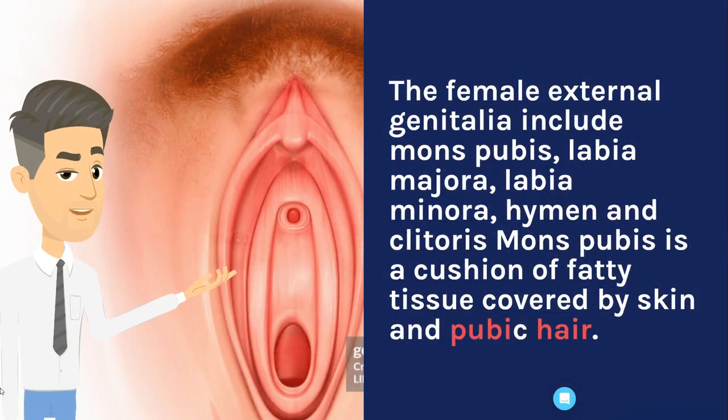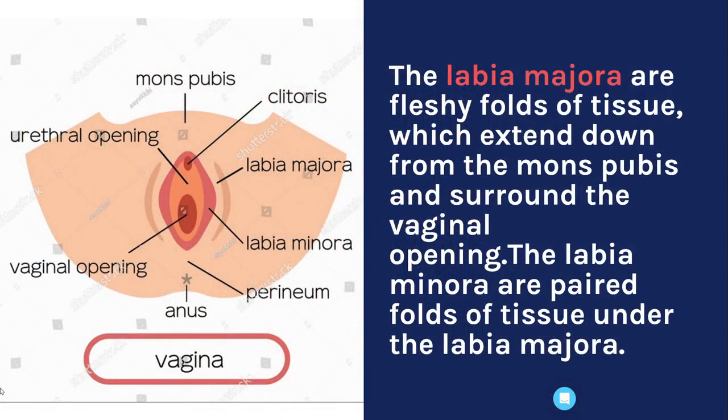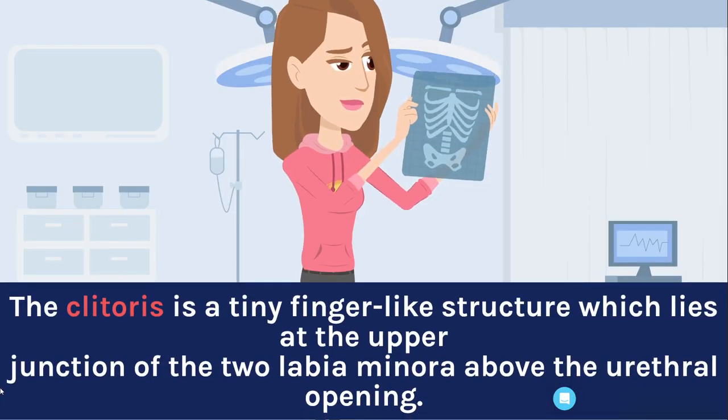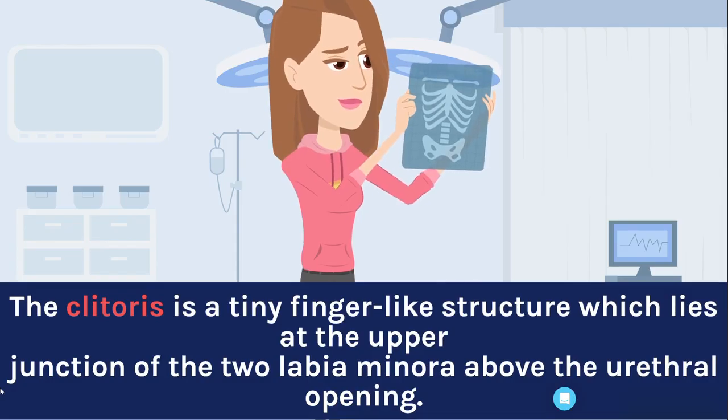The female external genitalia include mons pubis, labia majora, labia minora, hymen and clitoris. Mons pubis is a cushion of fatty tissue covered by skin and pubic hair. The labia majora are fleshy folds of tissue, which extend down from the mons pubis and surround the vaginal opening. The labia minora are paired folds of tissue under the labia majora. The clitoris is a tiny finger-like structure which lies at the upper junction of the two labia minora above the urethral opening.